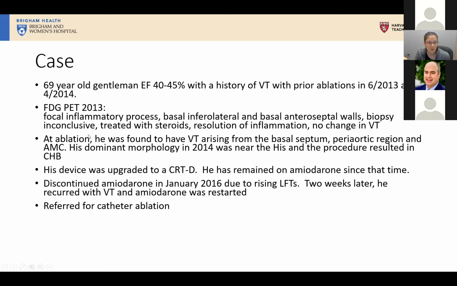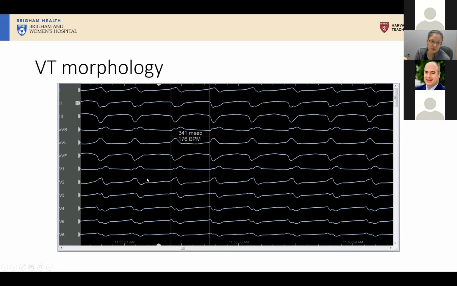And then the last case I wanted to show you is a patient with an EF of 40 to 45%. We thought he had potentially burnt out sarcoid. He has some scar in his basal inferolateral, basal anteroseptal walls. And he had been taken for a number of ablations in the past at an outside hospital. He'd had a VT from the basal septum, periaortic areas in the years before. And then he was ultimately maintained on amiodarone and couldn't be weaned from amiodarone without having incessant VT. So he was referred for catheter ablation, and here's his VT morphology.